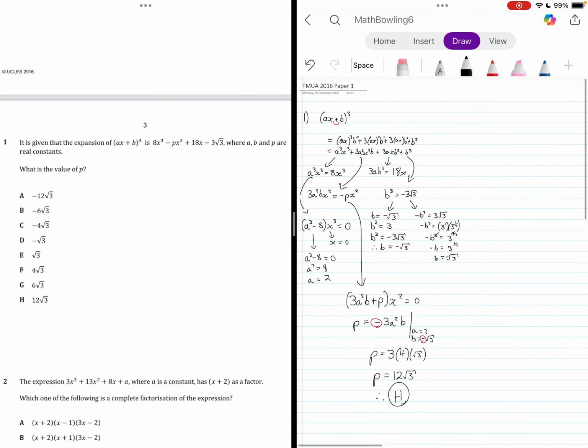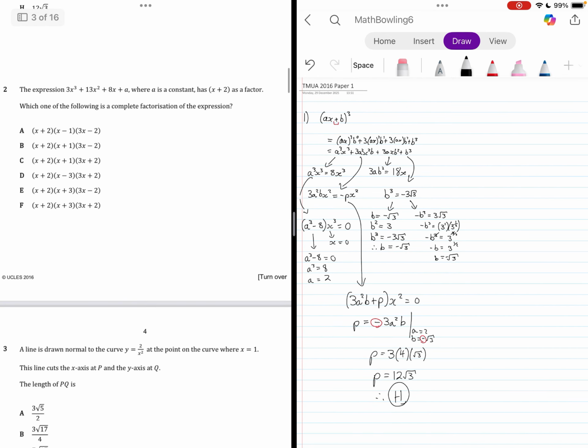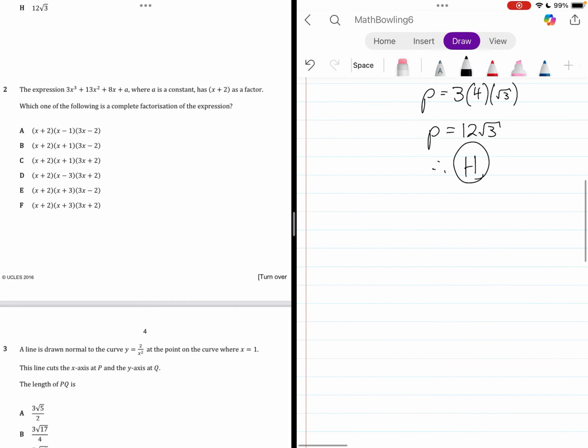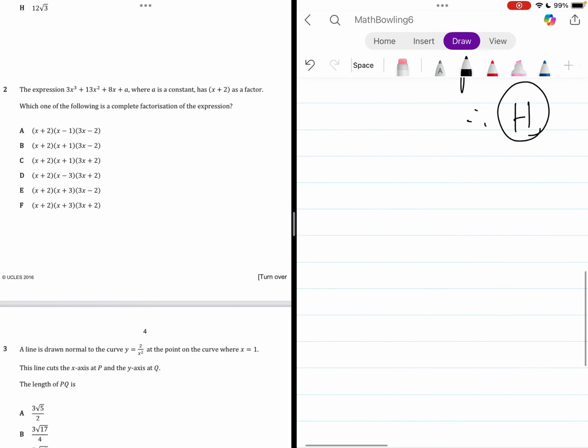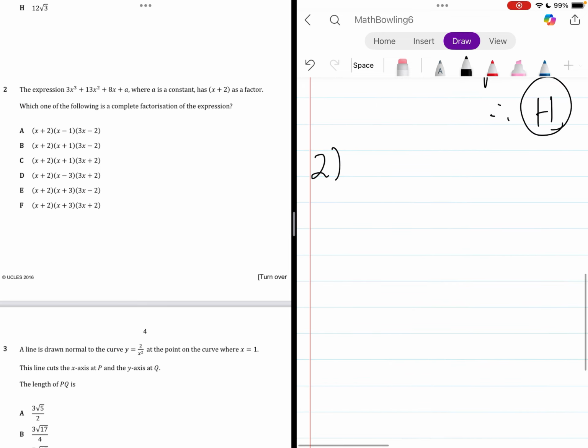That took quite a while, especially for question 1, but that's just trying to be more sophisticated, isn't it? Trying to get your working all set out. So on to question 2. Now, if x plus 2 is a factor, so first off I'm going to call this a function. And we'll see why in a moment.